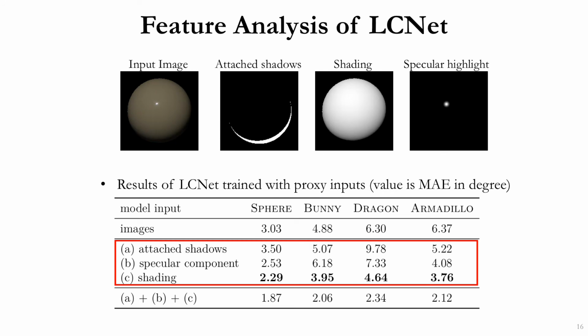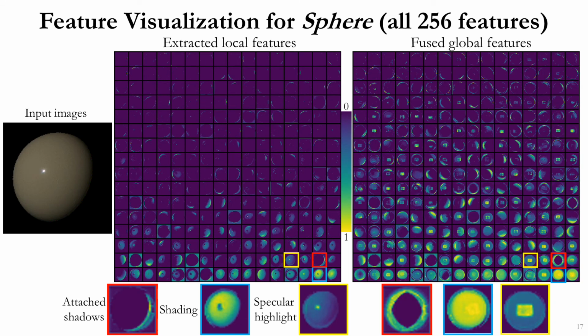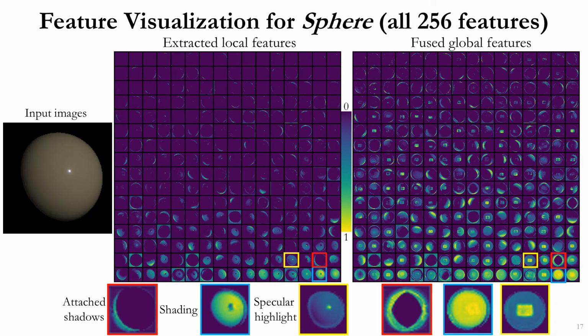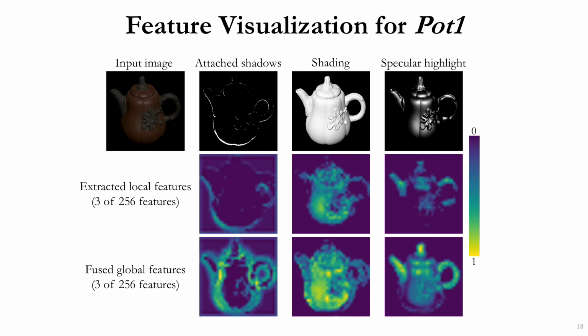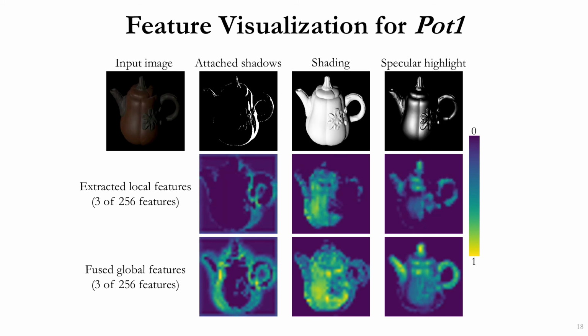To further verify our observations, we first computed the attached shadows, specular component, and shading using ground truth normal and light directions. We then used these as proxy input for training and testing LCNet. We found that the models trained with proxy input achieve comparable, or even better results than that trained with images. Here we visualize all the local features and global features extracted from a sphere scene. This is the feature visualization for a pot with complicated geometry. Similarly, we can observe that some of the learned features are closely related to attached shadows, shadings, and specular highlights.